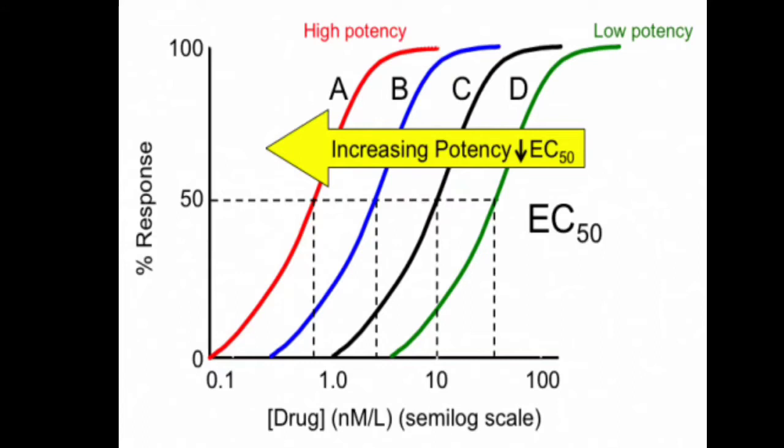Again, you can see in that picture, while moving to the left-hand side, the potency is increasing. Why? Because the minimum amount of the drug is required in drug A to produce the same effect as produced by B, C and D. So drug A is highly potent. Why? Because its ability to bind the receptor is high. So a lower dose is required to produce the same effect as produced by B, C and D.